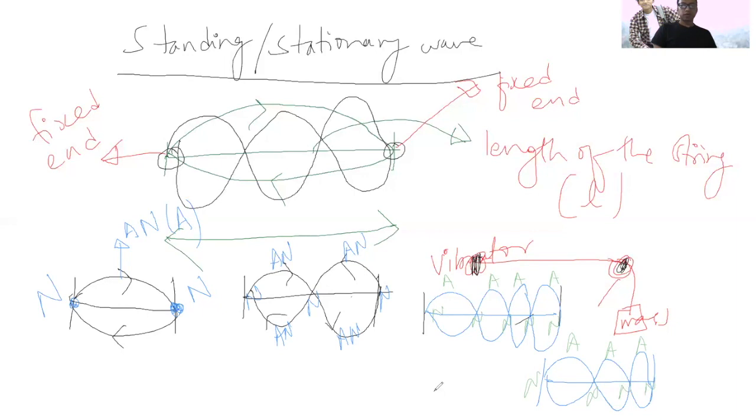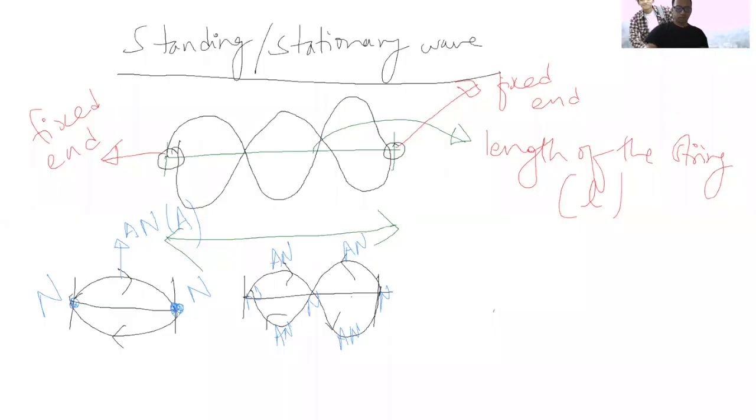So let's go into the distance between an antinode and another antinode, the distance between nodes, and what is its relationship with the node and antinode. Let's go into the main part of this video, right?